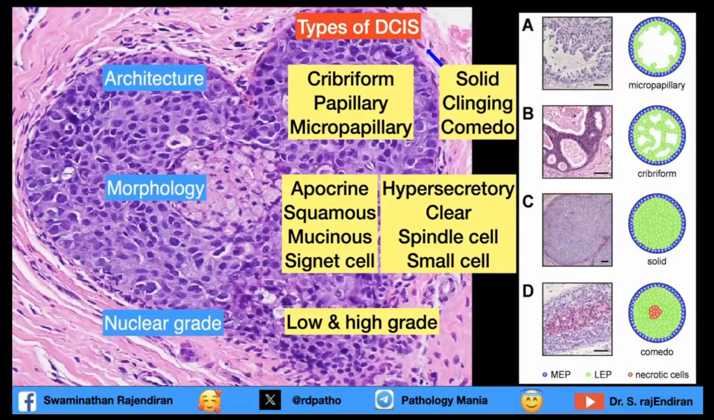What are the types of DCIS? Depending upon the architecture, morphology, and nuclear grade, we have different types. For example, in the architecture, it can be cribriform, papillary, micropapillary. In the morphology, it can be apocrine, clear cell, spindle cell, small cell, like that. And this typing of DCIS is very, very important for the exam.